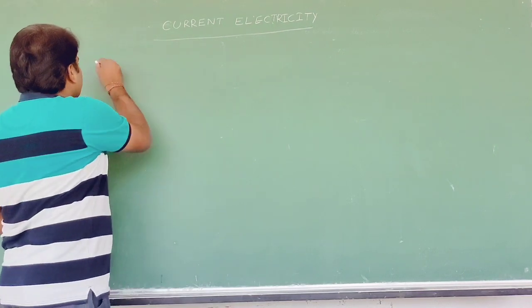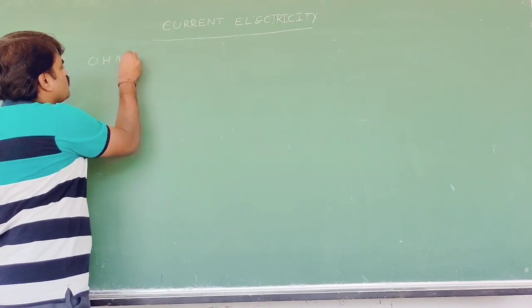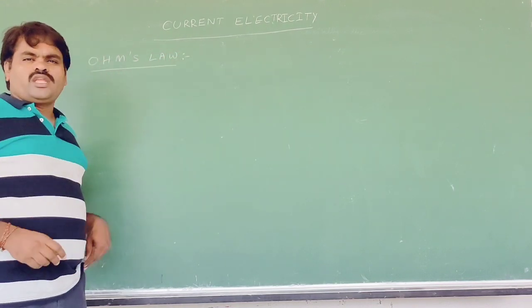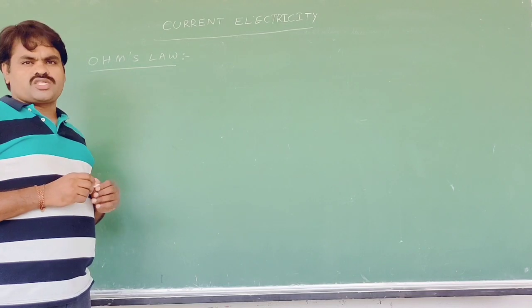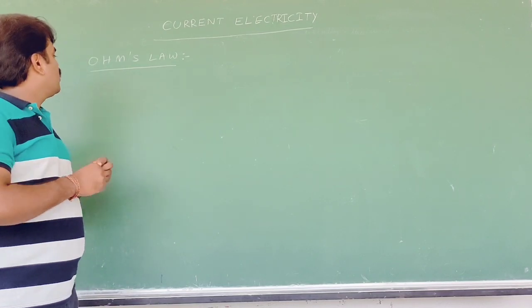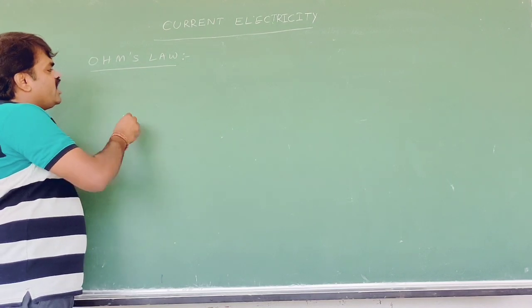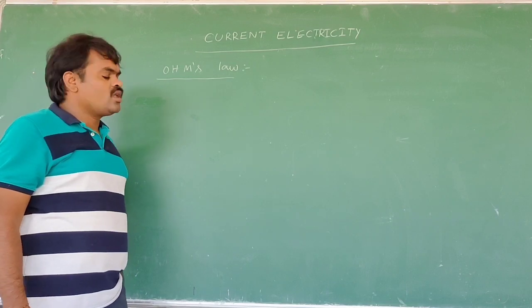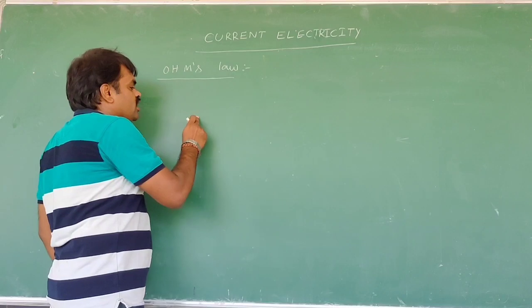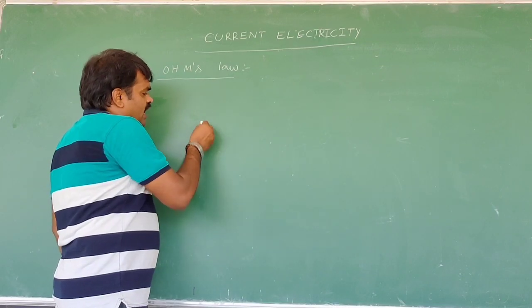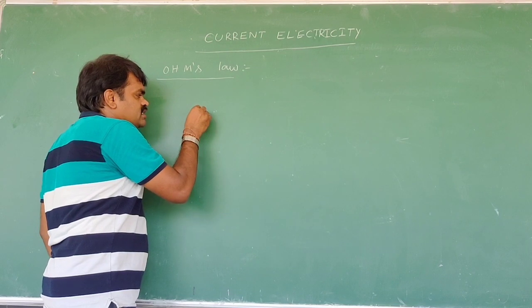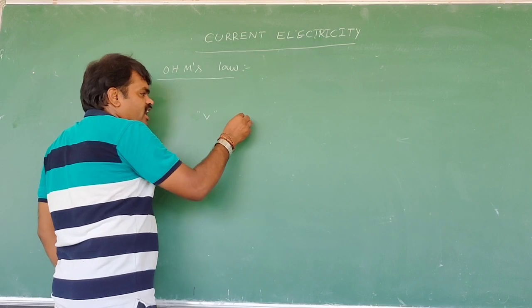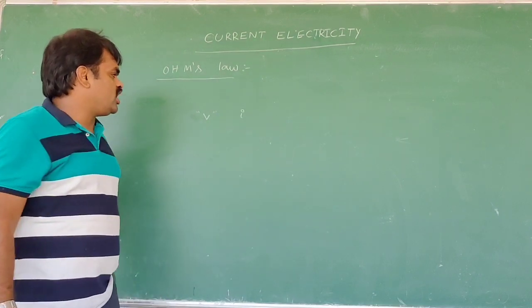Going to discuss Ohm's law. For a given conductor at a given temperature, the strength of the electric current passing through it is directly proportional to the potential difference across the conductor. Let V be the potential difference applied across the conductor, then current I will flow through the conductor.